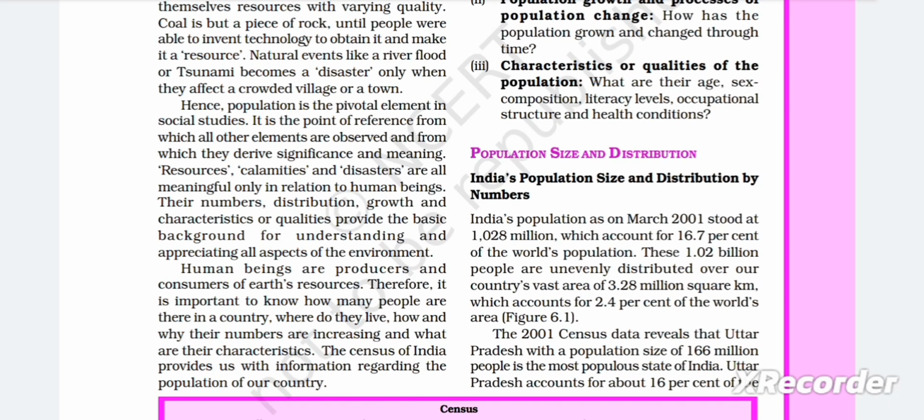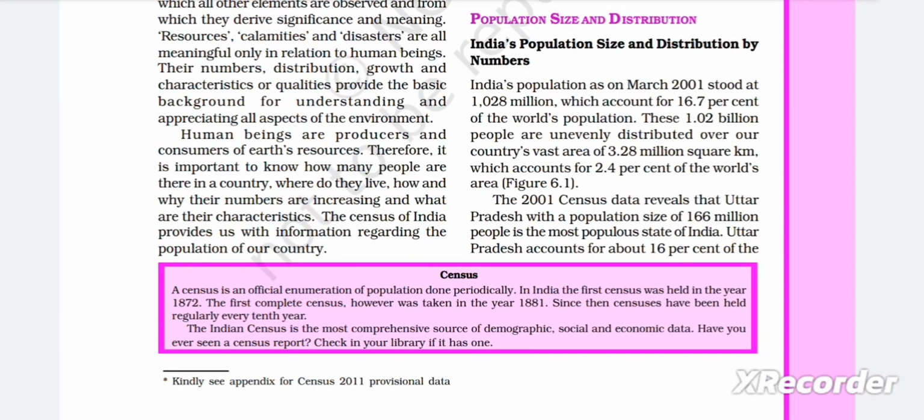The census of India also provides us this information regarding the population of our country. What is the meaning of census? A census is an official enumeration of population, meaning counting the number of people living in that country, that is done periodically. In India, it is done after every 10 years. In India, the first census was held in the year 1872 when the British rule was there. The first complete census, however, was taken in the year 1881, and after that, it has been done regularly.